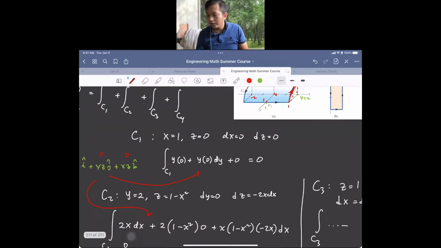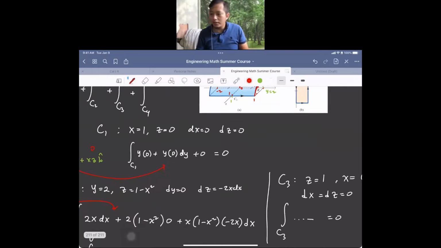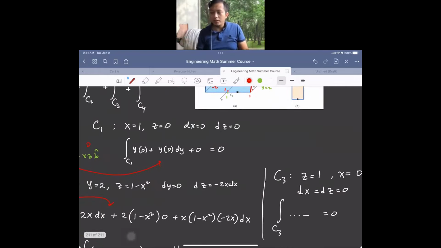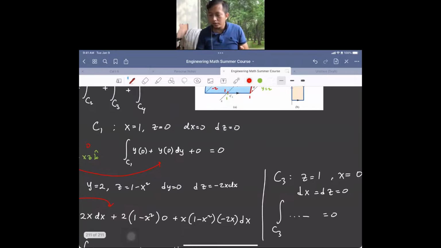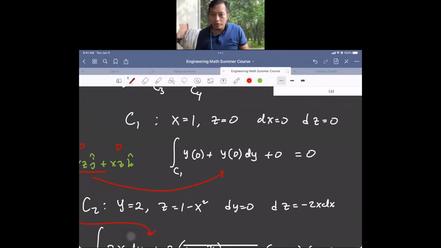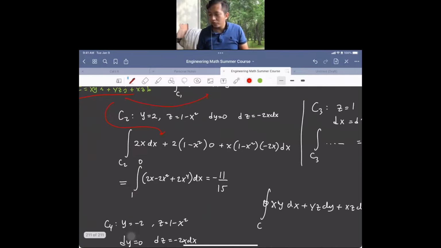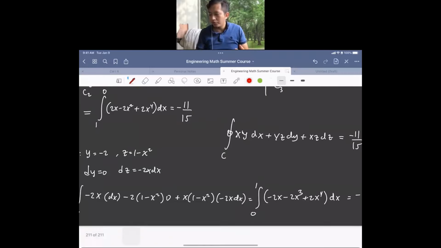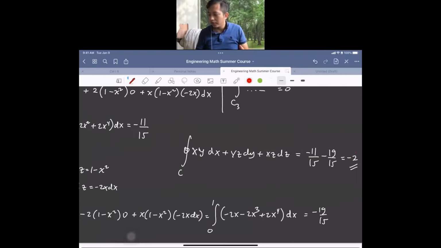And you might see that because C1 and C3 are just straight lines and constant, when we integrate the vector field, we end up with 0 for C1 and C3. But for C2 and C4, we end up with some numbers. And when we compute the numbers, it becomes the same result as what we have with the Stokes theorem. So this is just to prove that when you calculate the line integral, you can do it by line integral only, or you can make it into Green theorem, or Stokes theorem if it is three dimensions. Okay, so that's how you do it.